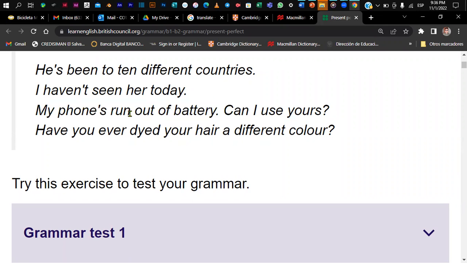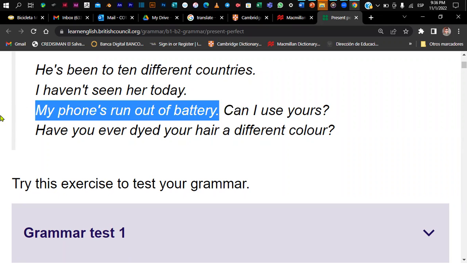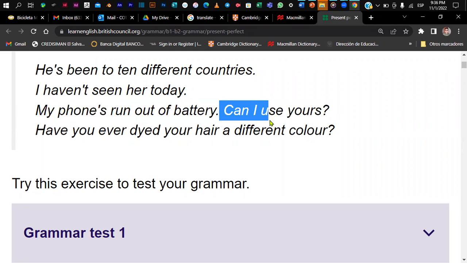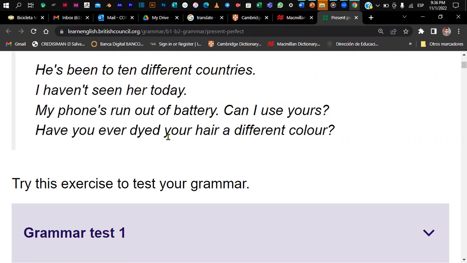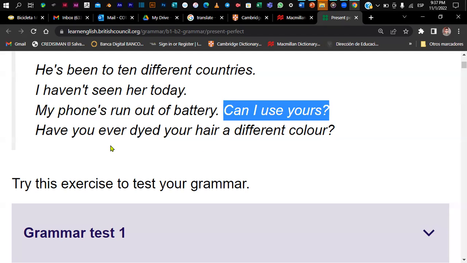My phone's run out. What is the participle in this sentence? Run out. What is run out? In other words, is descargar. My phone's run out. Se ha descargado. Yes, my phone's. This is verb to be. The thing is that it's contracted. My phone is. It is a contraction. Okay, but that is a verb to be. My phone's run out of battery. Se ha descargado mi teléfono. Okay, and this is complement. Can I use yours? Okay, next.